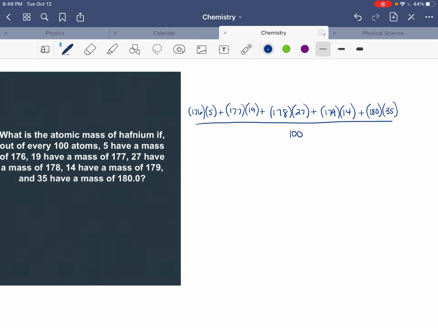Okay. Again, I need to do order of operations, so I'll multiply these together, write down what I got, these, and this one. Then add them all together, hit the equal sign, and then divide by 100. And what I should get is 178.55 AMU.